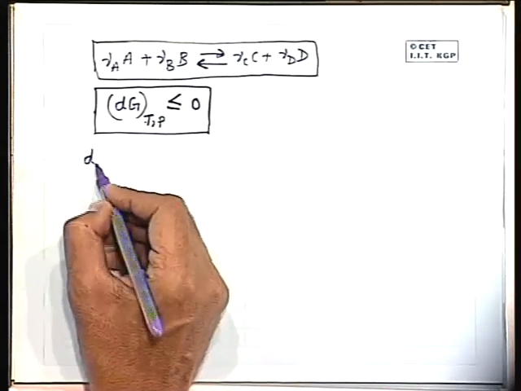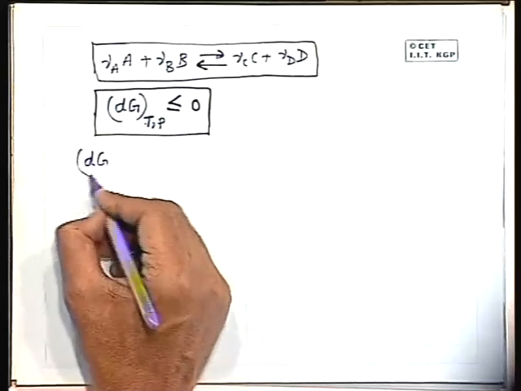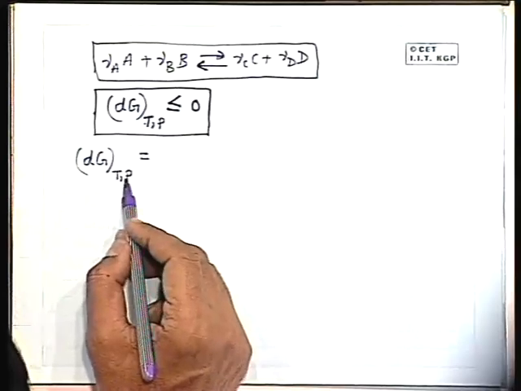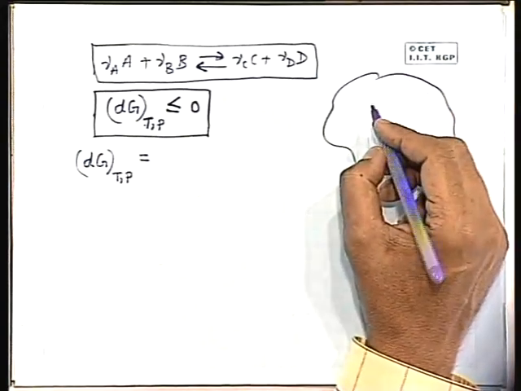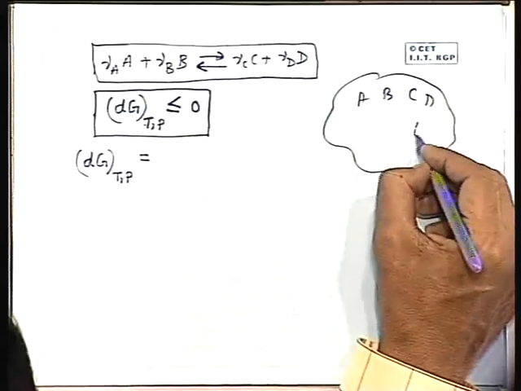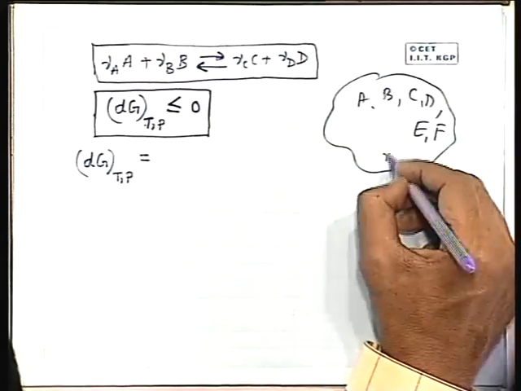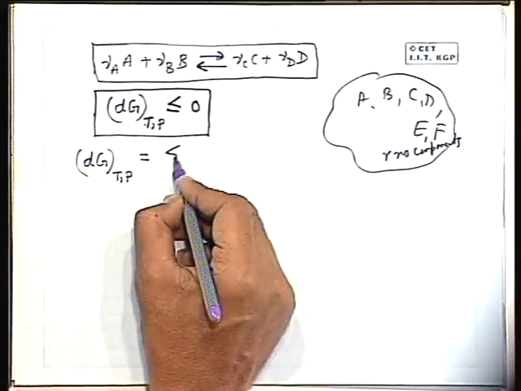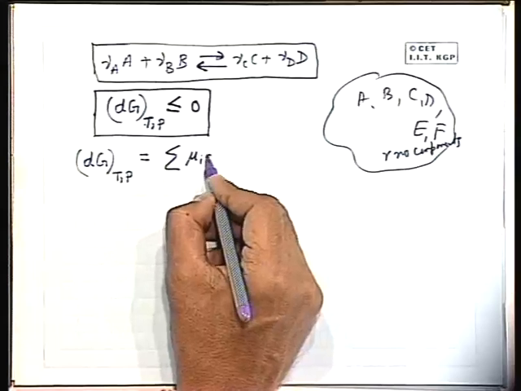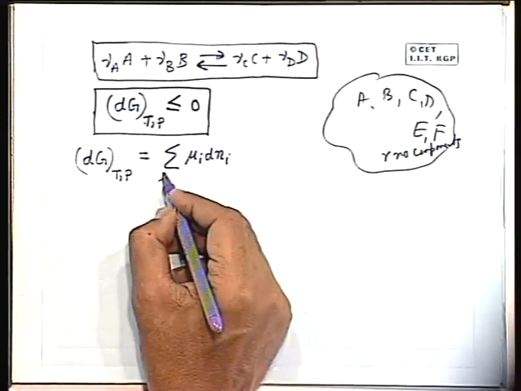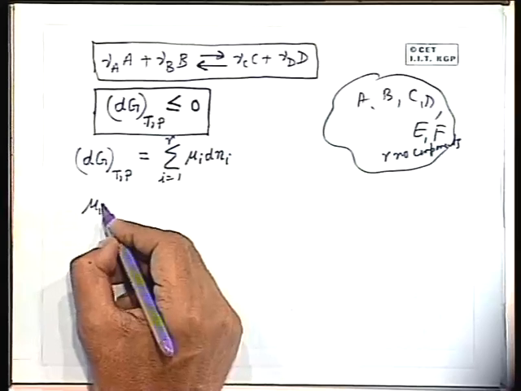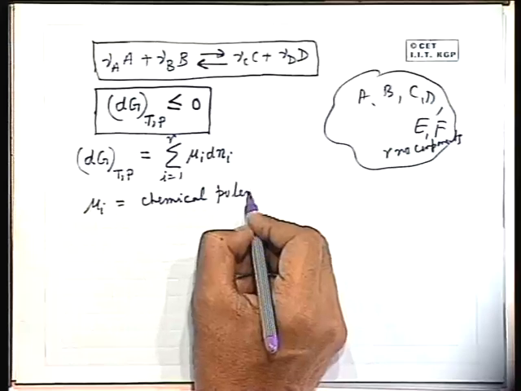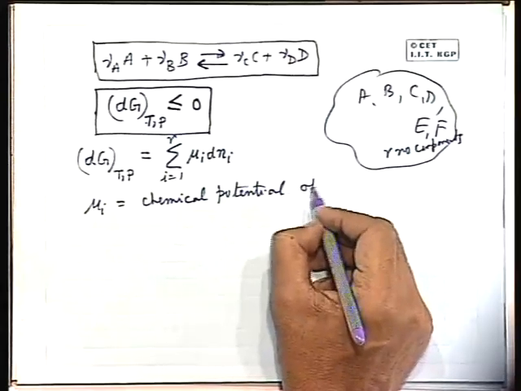Of course you have to accept this at this moment. This has not been taught to you so far: dG at constant T and P, that is the change in the Gibbs function at any temperature and pressure for a multi-component system having A, B, C, D, E, F, r number of components, is given by sigma mu i dn i, i from 1 to r, where mu i represents the chemical potential of the ith component.